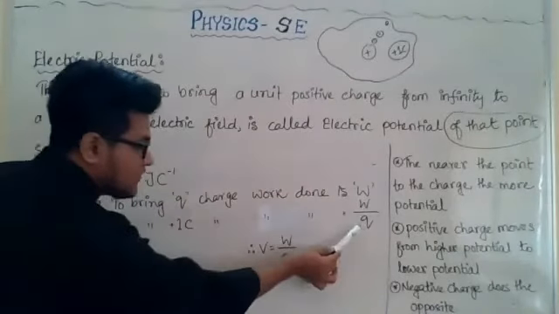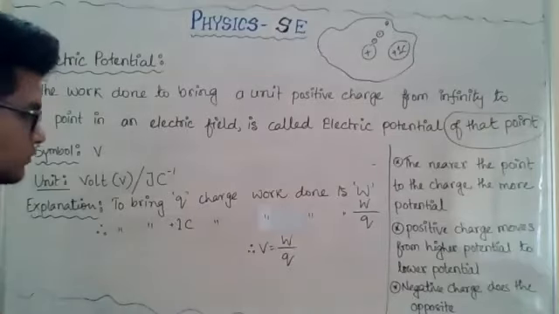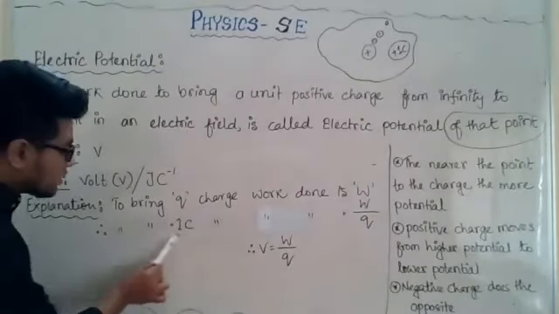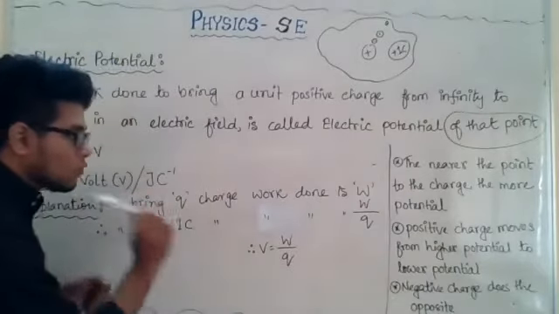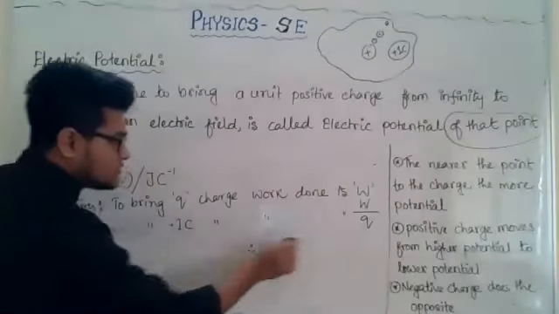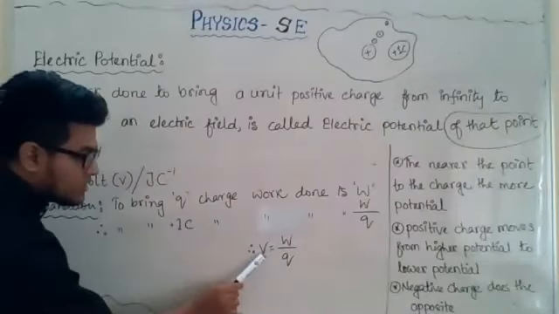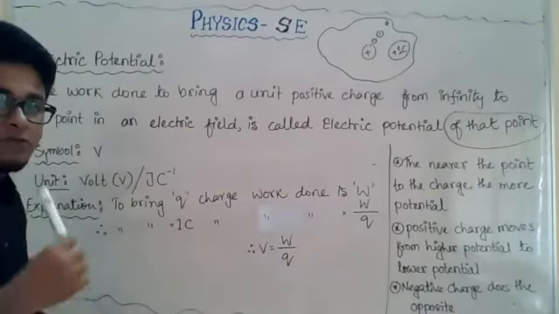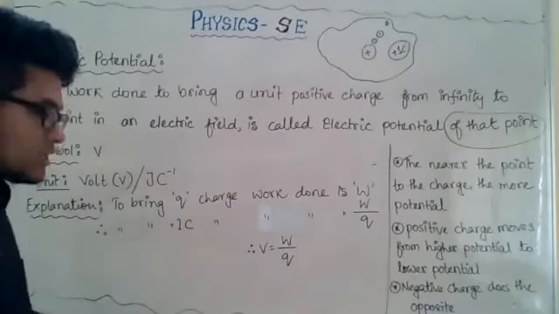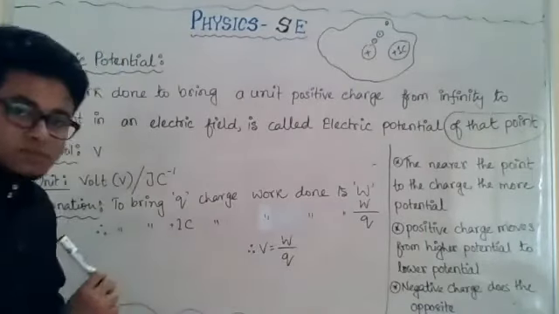So this Q will be divided here. Unitary method, we already know this one. So to bring a unit positive charge, I did W by Q amount of work. The work done to bring a unit positive charge is our electric potential, correct or not? So if I give you the values of W and Q, then you can easily calculate the potential, correct?